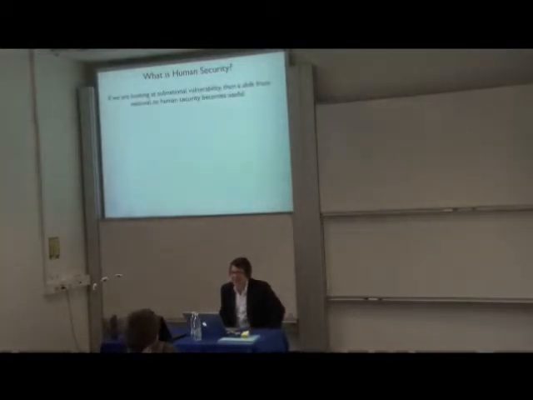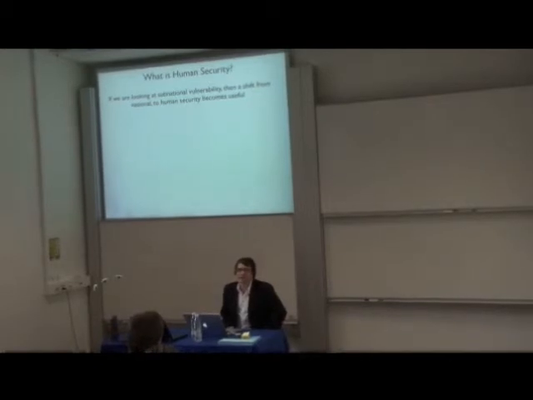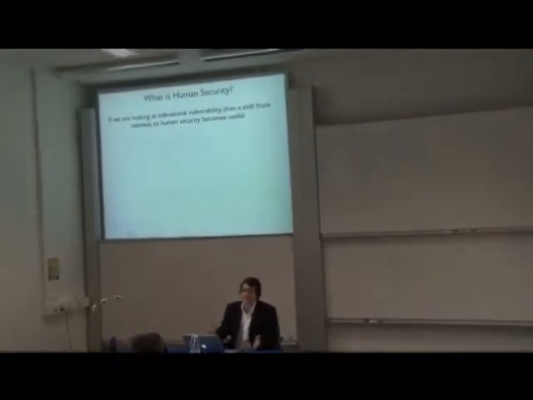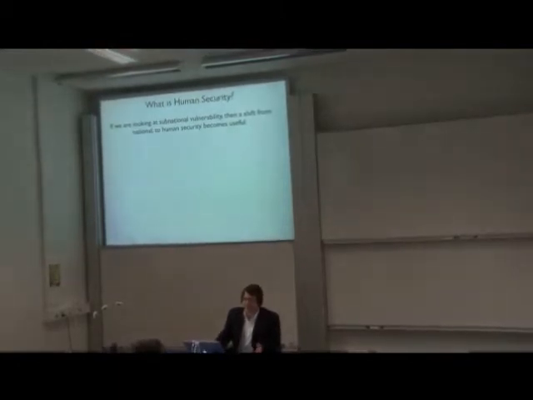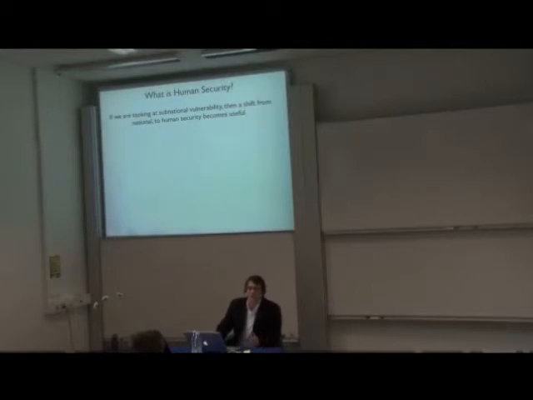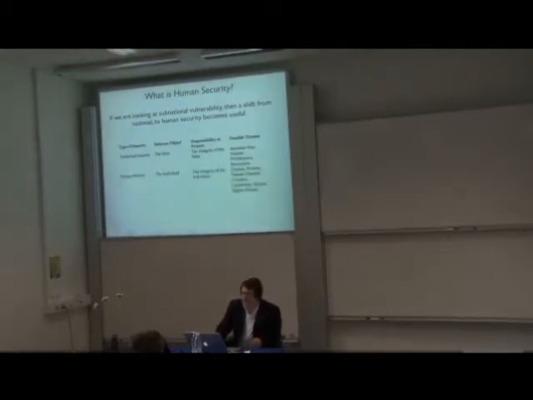If we're looking at subnational vulnerability, so we're not looking for national data, we're looking for local data, then shifting the focus of our security studies from the state to the individual can actually be quite useful. What human security does is look at what's actually threatening individuals. And if we do this, the threats to the integrity of the individual rather than the integrity of the state move from things like interstate war and nuclear proliferation to things like disease, poverty, natural disasters, localized violence, and so forth.